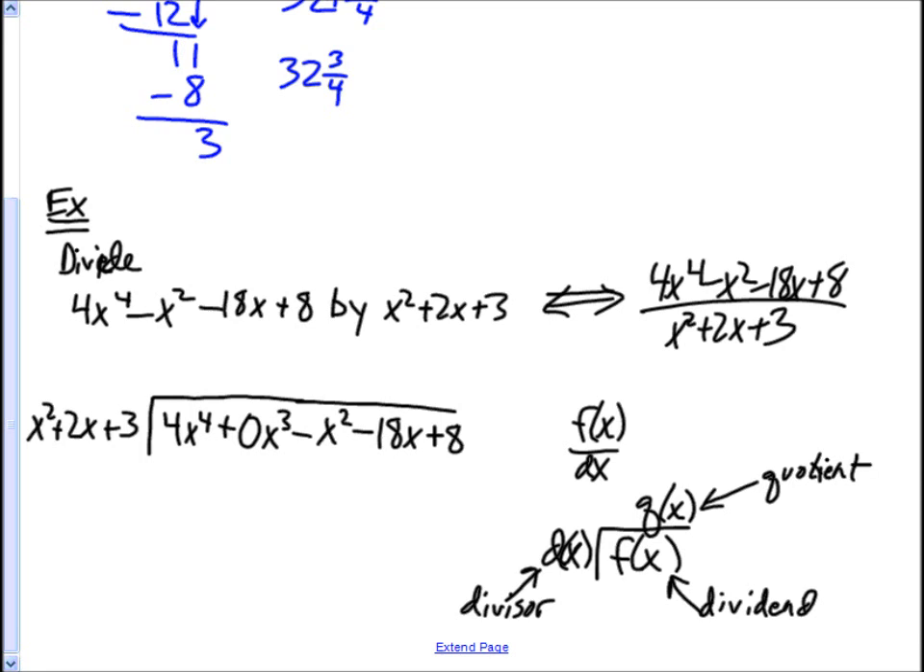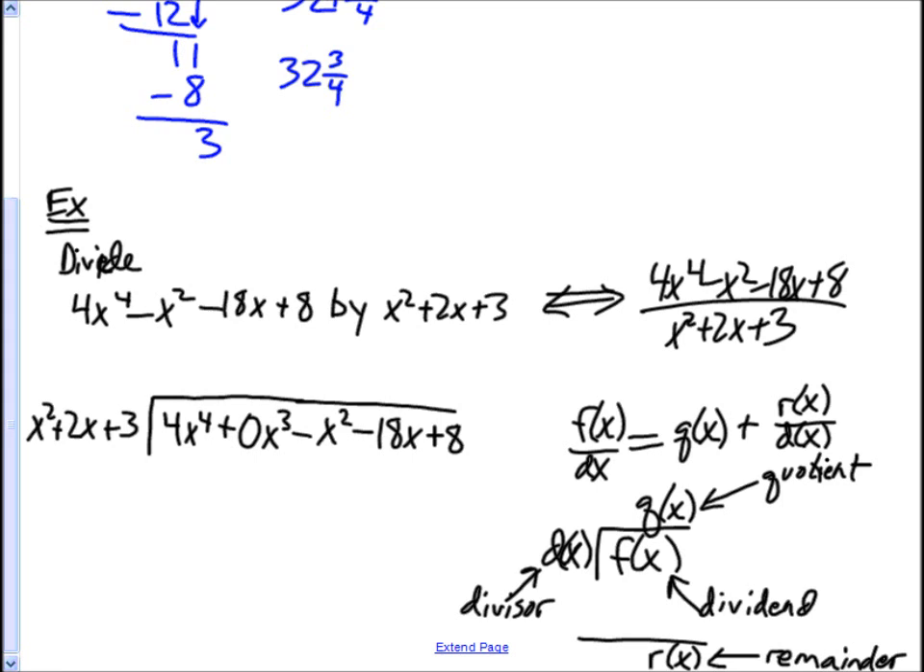Quotient. And then down here at the bottom, we're going to get our r of x. That's our remainder. Okay, that's our remainder right there. So f of x over d of x ends up being q of x, our quotient, plus our remainder, and we have to put that remainder over our divisor, just like we did in the problem above. So f of x over d of x equals q of x plus r of x over d of x.